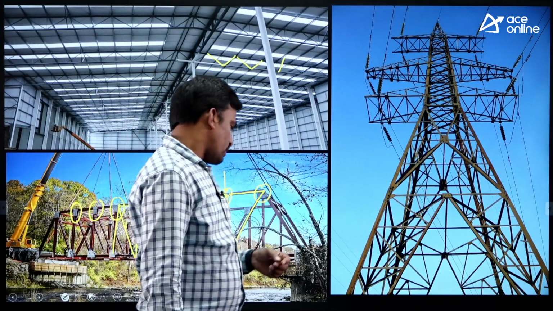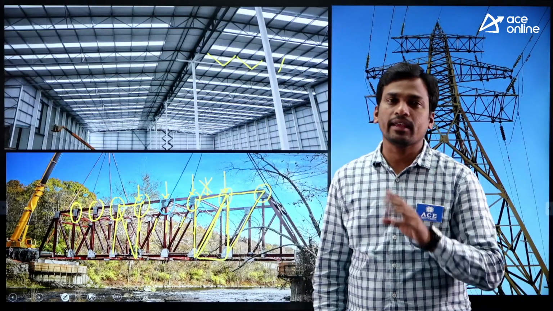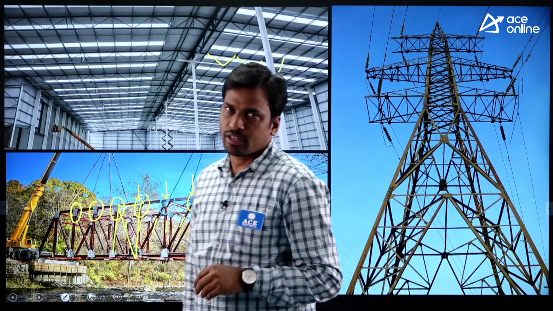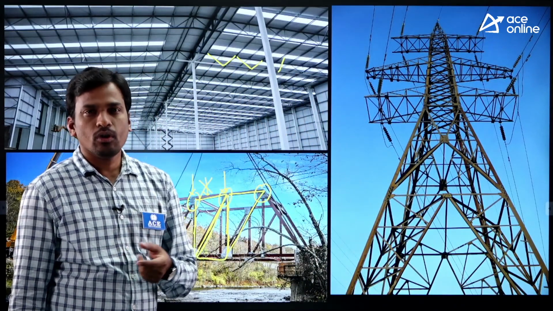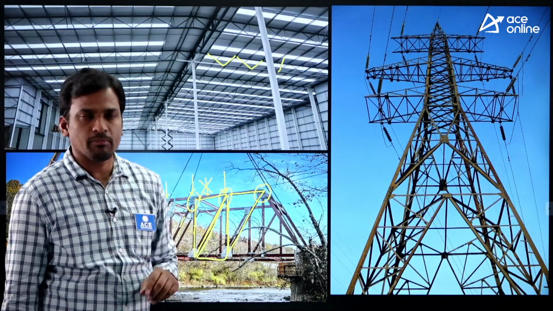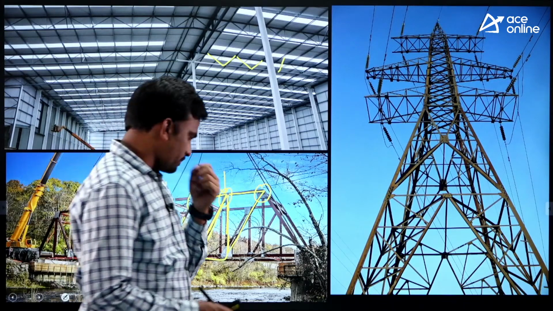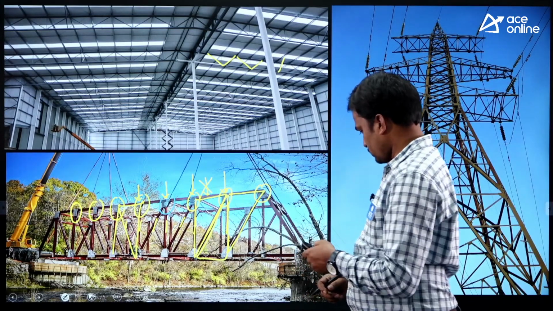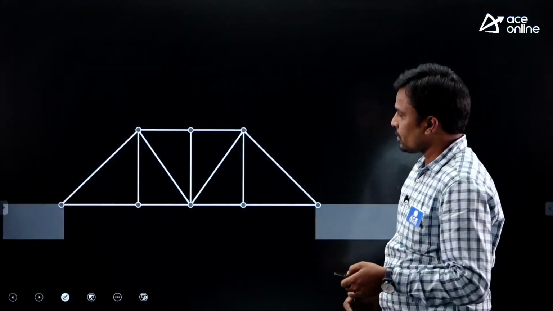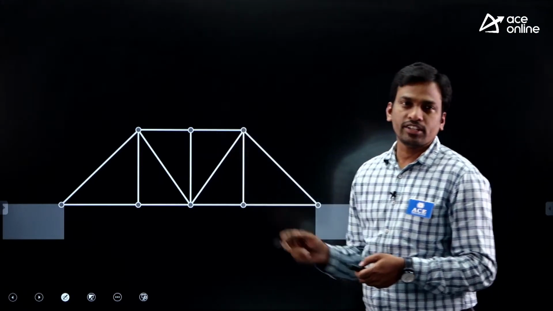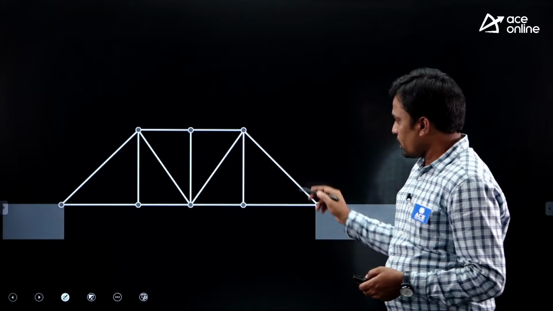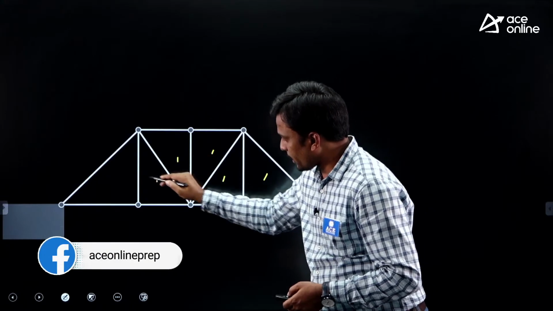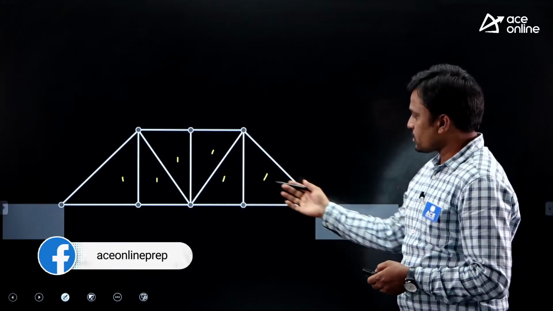Okay, students, the perfect shape of the truss is the triangle. Now I'll show one animation. With this animation, you will know why trusses have a triangular shape, each and every panel. Now look here. This is the truss bridge. In this truss bridge, each and every panel has a triangle. Yes, this is a triangle, triangle, triangle, triangle, triangle, triangle. Now this is a truss bridge, right?